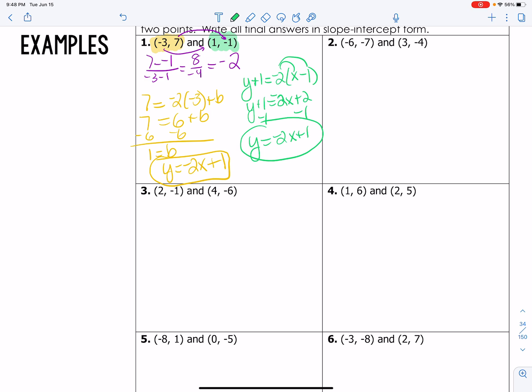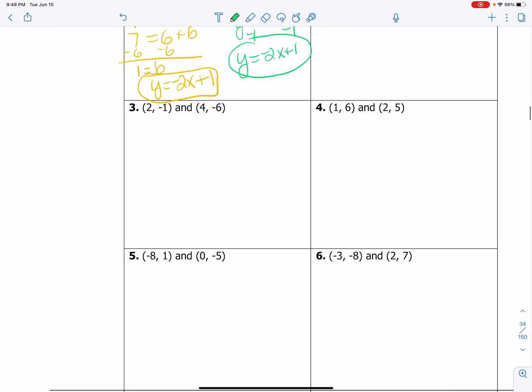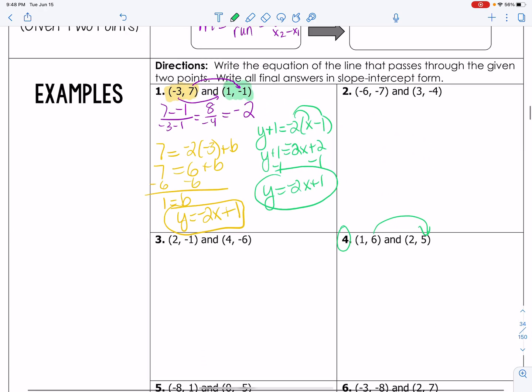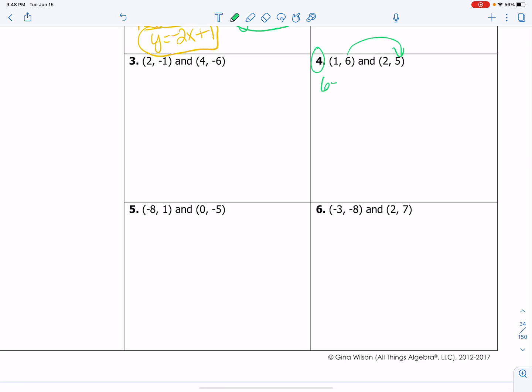So I don't care if you do y equals mx plus b or point slope form, I will give you credit for both. Okay, so let's do this and let's find the slope. We're going to do example 4. So I'm going to do y minus the y divided by x minus the x. That's 1 divided by negative 1, so my slope is negative 1.